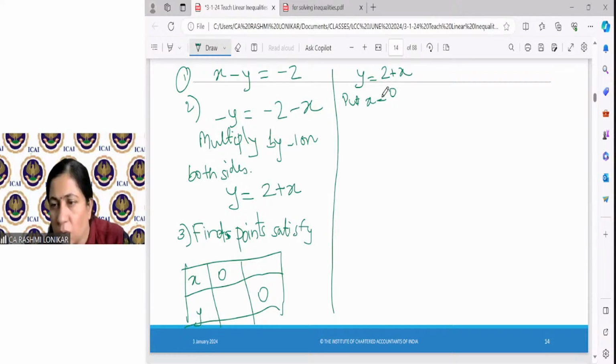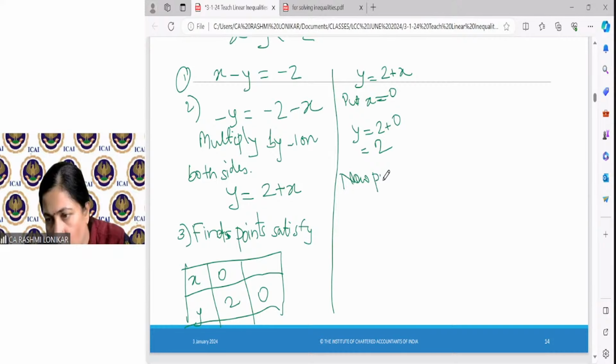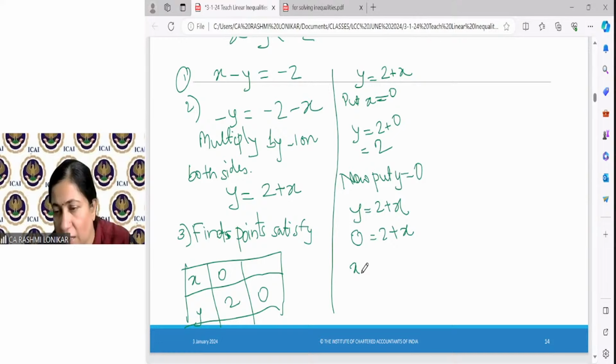So x is equal to 0, so y will be equal to 2 plus 0. So y is equal to 2. So when x is 0, y is 2. Now put y is equal to 0. So y is equal to 2 plus x, so 0 is equal to 2 plus x. I take the 2 to this side, so x is equal to minus 2. So when y is 0, x is minus 2.